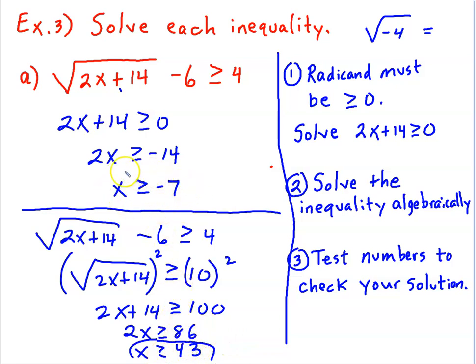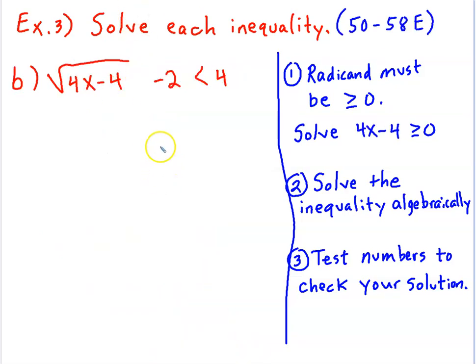I need to check that against this, because if there are numbers in this set that violate this, I can't use those, because numbers that are less than -7 are going to create a negative number under the radical. So in this particular case, my overall solution is all numbers greater than or equal to 43, and that's true for all of these. Obviously, all of those numbers fit this description, so this is going to be my overall solution.